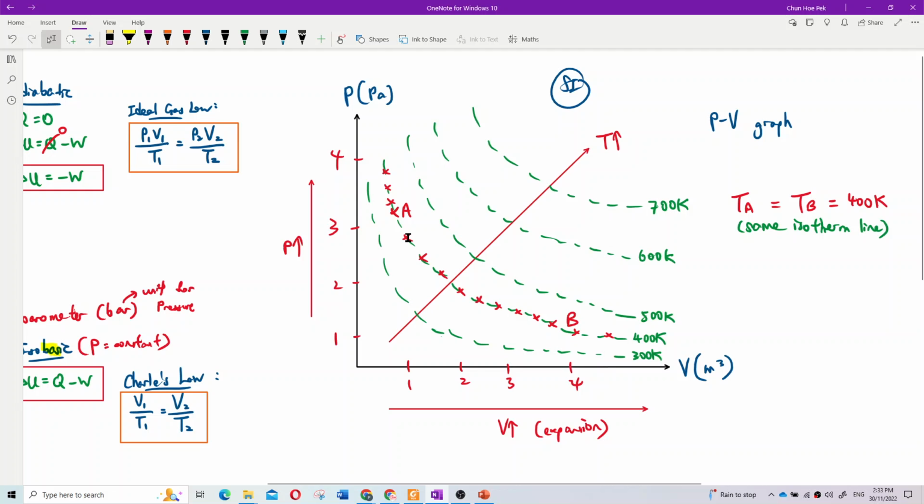But if you compare A and C, C has a higher temperature, 600 Kelvin, than A or B. Understand? Because C is further away from both axes, pressure and volume. A and B are almost the same distance from the axes. C is further away, so the line further away has the higher temperature. That's all I want to say.